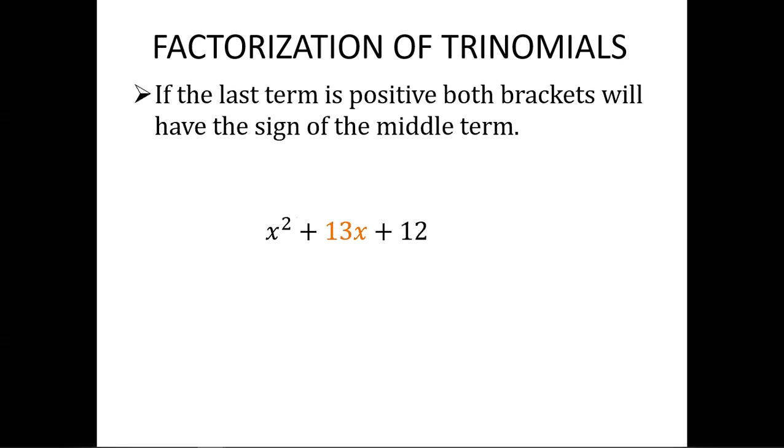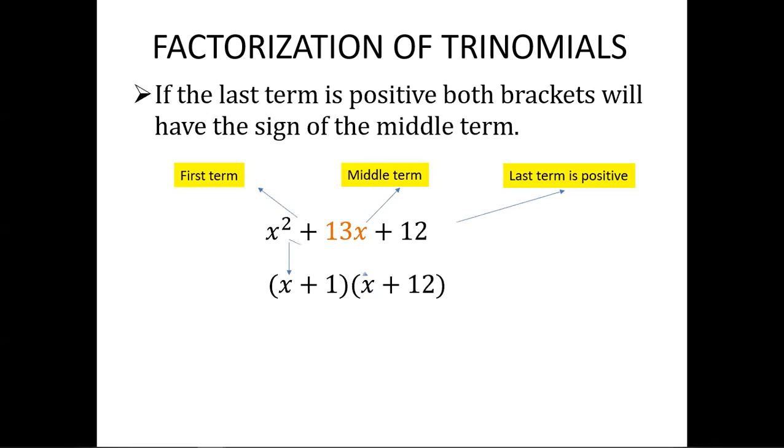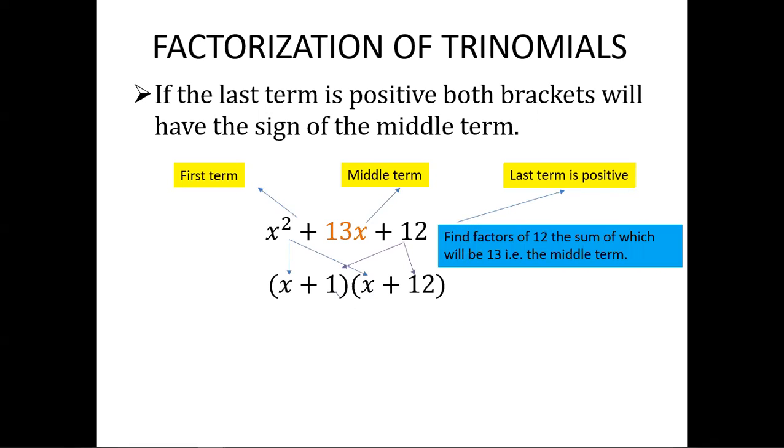Okay, try this one out. Pretty much working with the same thing. It'll be 12 and 1, because when you add 12 and 1, that will give you 13. To check, you multiply the inner and the outer, and then you add the products of the two, which will give you 13x. 12x plus x will give you 13x. Easy peasy, lemon squeezy.